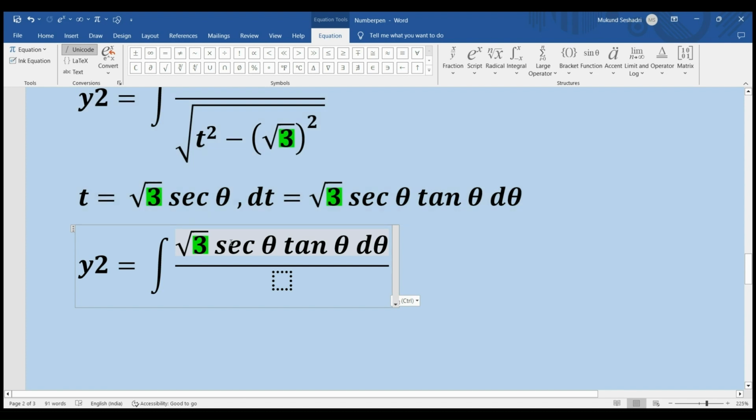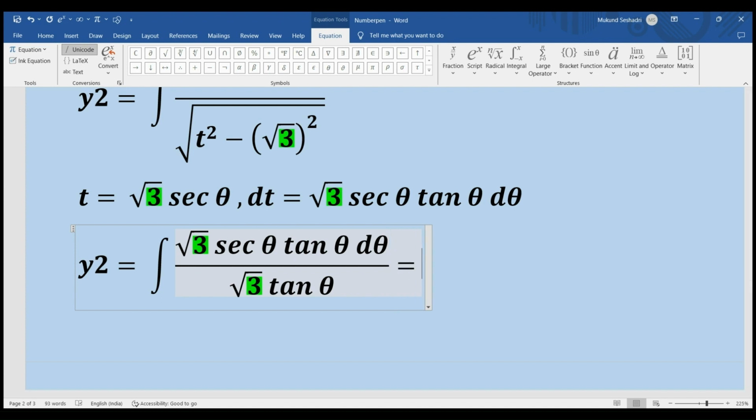So I can pull out the root 3, and then I'll be left with a square root of secant square theta minus 1. And what is secant square theta minus 1? It's nothing but tan square theta, and you have your tan square theta inside the square root, which means that becomes a tan theta, right? Now I notice that I have a tan theta in the numerator and a tan theta in the denominator, and I can also cancel out the root 3 there, which means I'm left with integral of secant theta d theta, right?